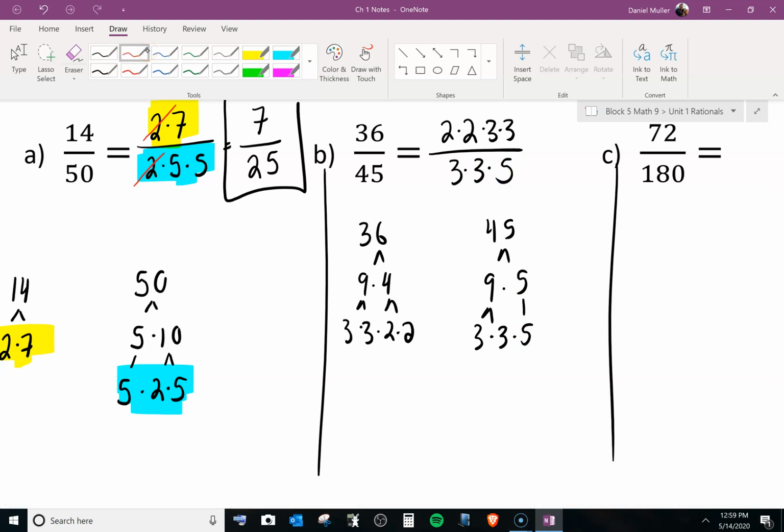So I've got 2 3s and a 5. Then I took a different color marker here. I canceled out, there's 1 3 on top and 1 3 on bottom. Another 3 on top and another 3 on bottom. That is all that is common on top and bottom. And then you just write what's left over. 2 times 2 is 4, and there's only a single 5. So 4/5 is our answer.